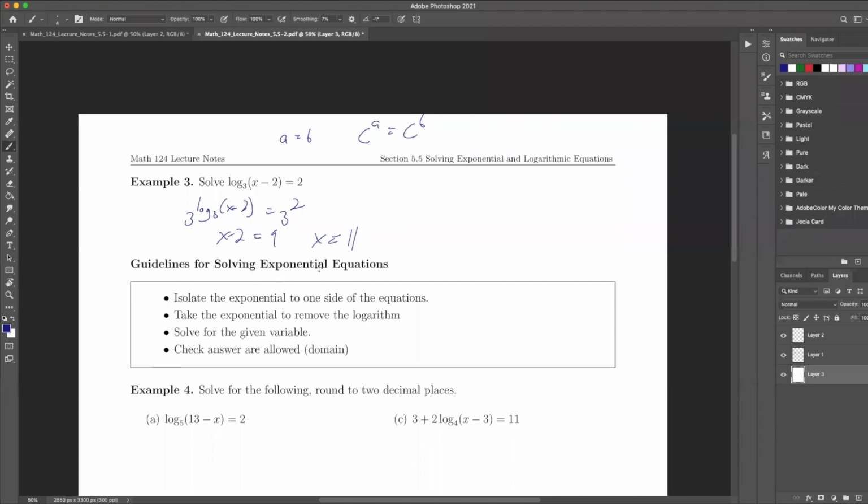And so that's how we're going to... oops, I should say log. It should say log equation. Isolate the log to one side. I copied and pasted, as you can tell, and didn't fix it.